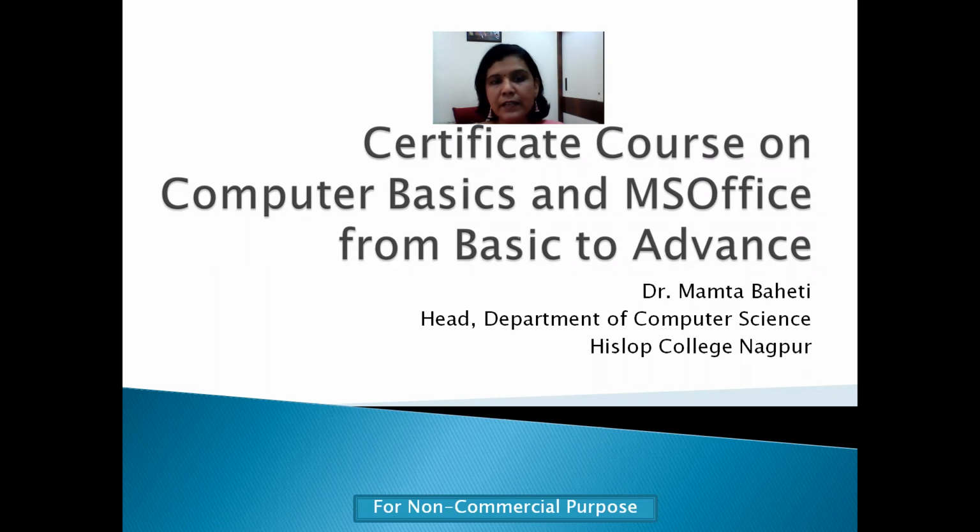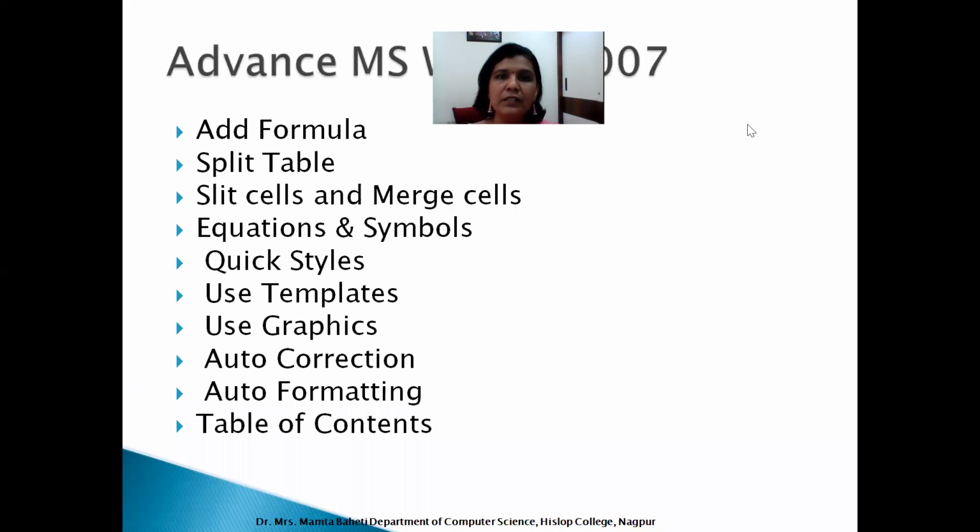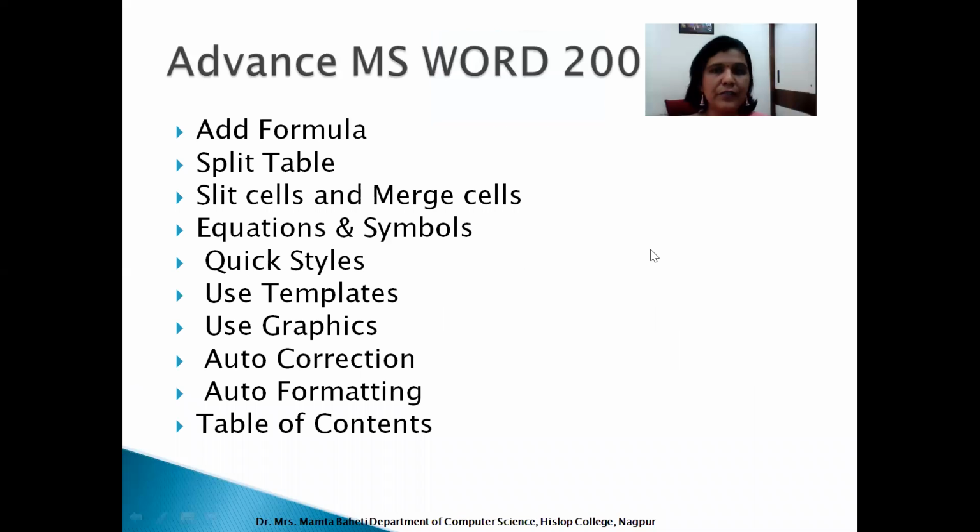Friends, today we'll be starting with the advanced course of MS Office, MS Word. In this MS Word, we have learned the basics, the very primitive things that we require in everyday working. Now we are going towards expertise, how to work with it. Under advanced MS Word 2007, we'll be learning how to add a formula to a table, how to split the table, how to split cells and merge cells.